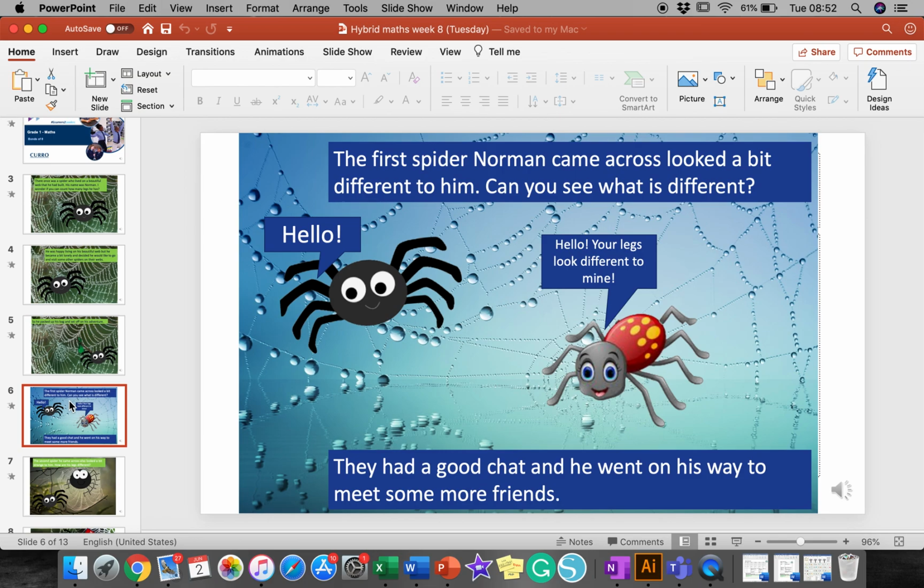The first spider Norman came across looked a little bit different to him. Can you see what is different? What is different in that spider? Hello, said Norman. Hello. Your legs are a little bit different to mine, said the other spider. They had a good chat and he went on his way to meet some more friends. Can you count the legs on that funny-looking spider?